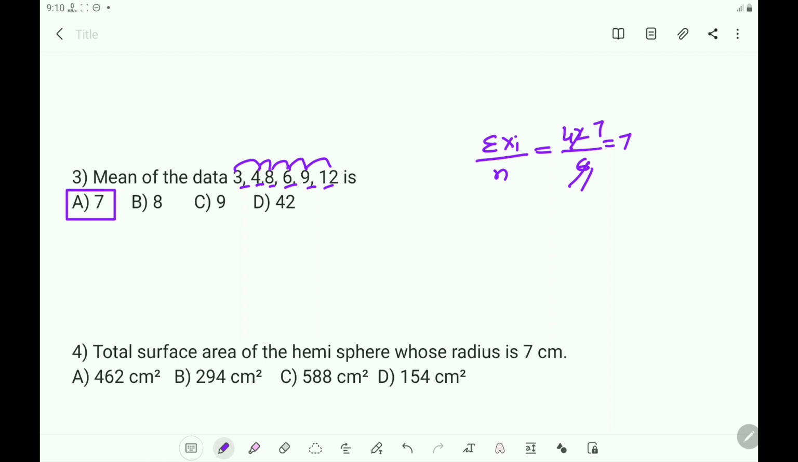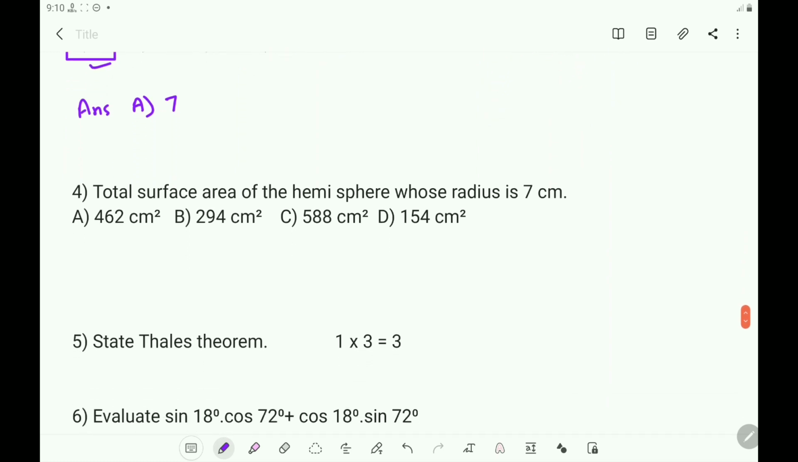Sum of all the scores divided by number of scores. Here there are 6 scores. So use the formula sum of all the scores divided by number of scores. That is 42 by 6. The answer is 7. So you write answer option A, 7.